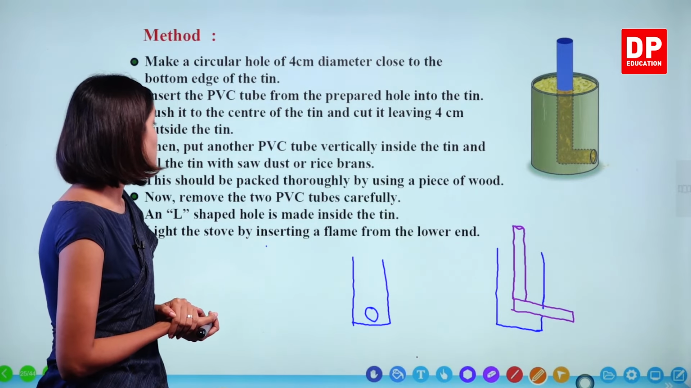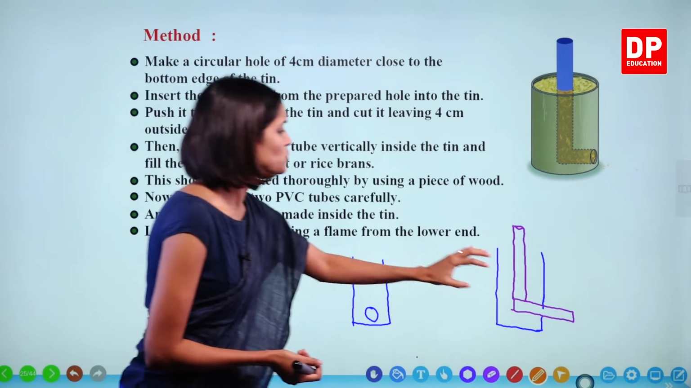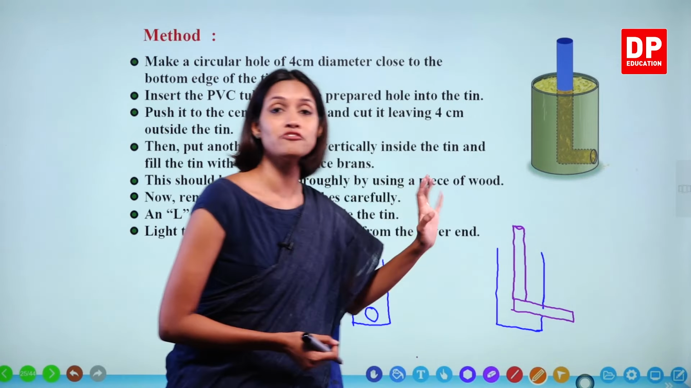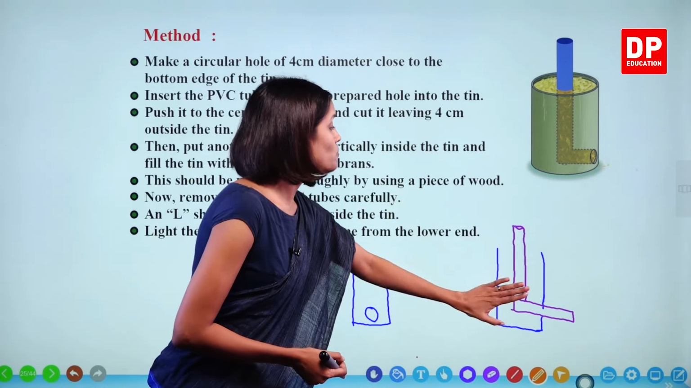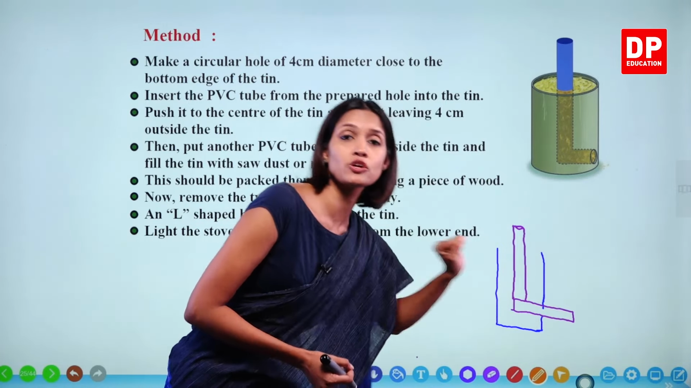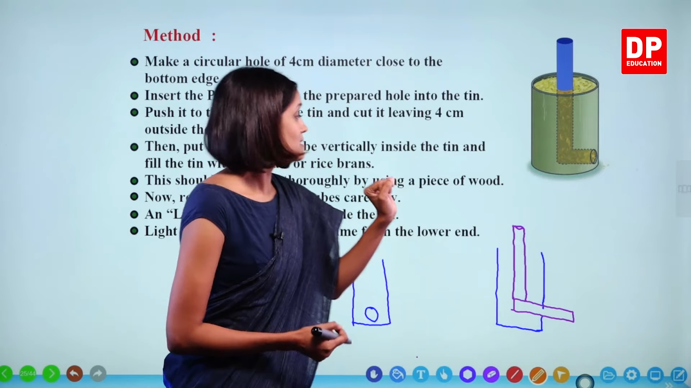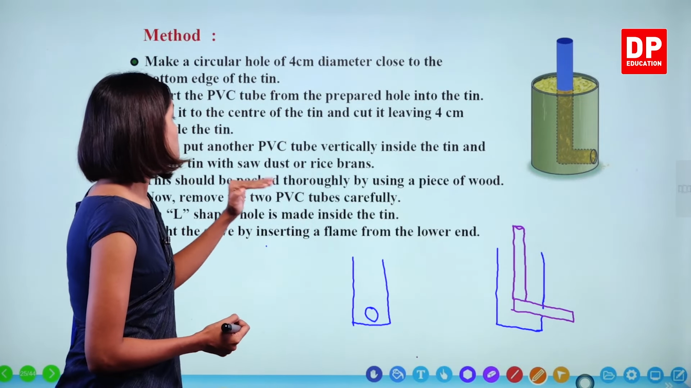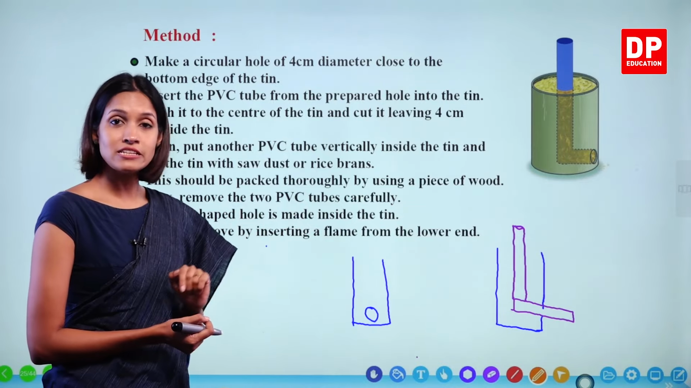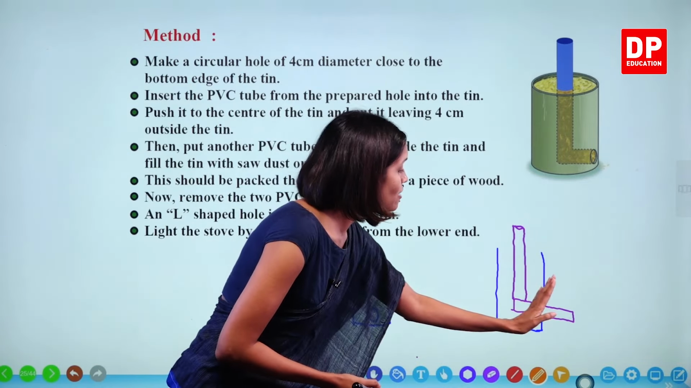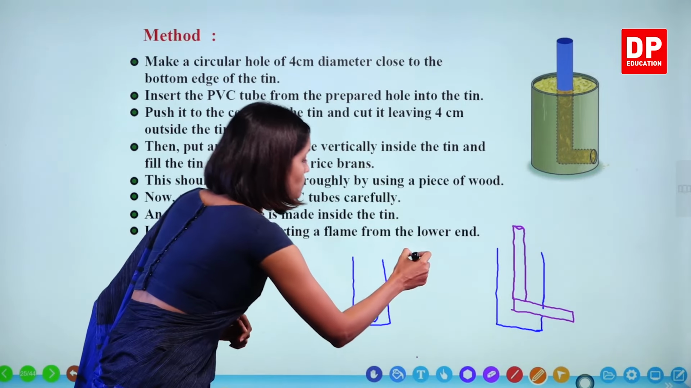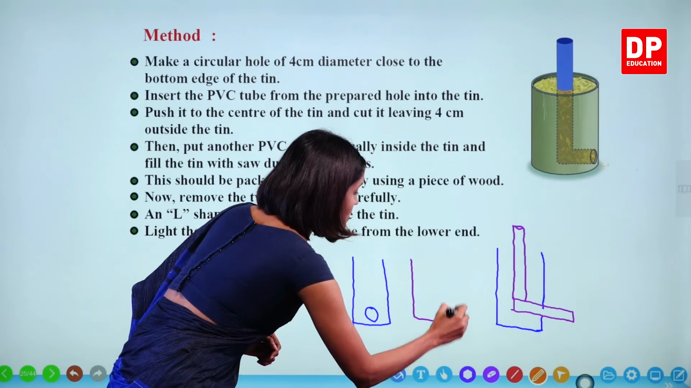Now remove the 2 PVC tubes carefully. Very slowly you have to do that. You should not pull out these 2 PVC pipes at once. You have to do it very, very slowly. Understand, children? So now remove the 2 PVC tubes carefully. An L-shaped hole is made inside the tin. If you remove this carefully, after removing these 2 PVC pipes, you will get something like this.